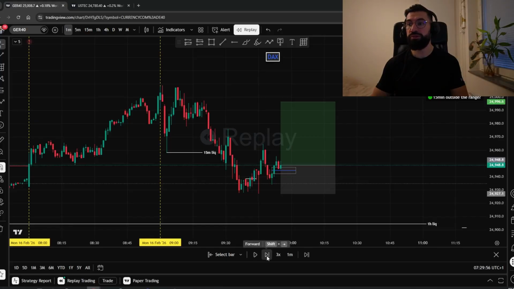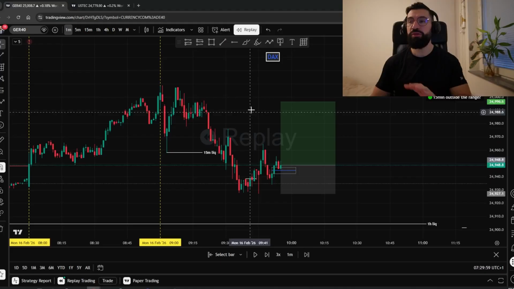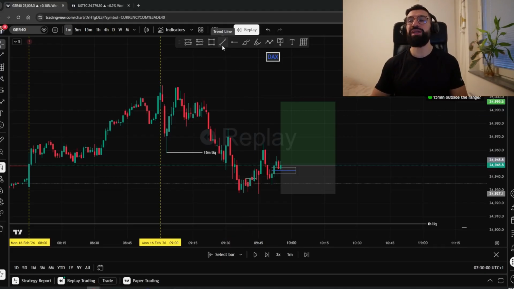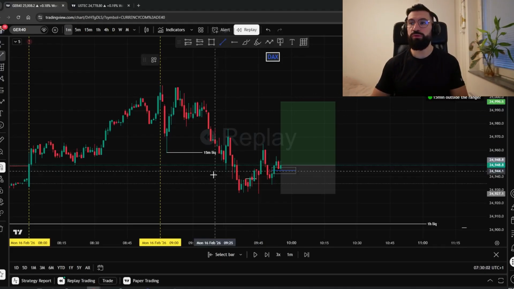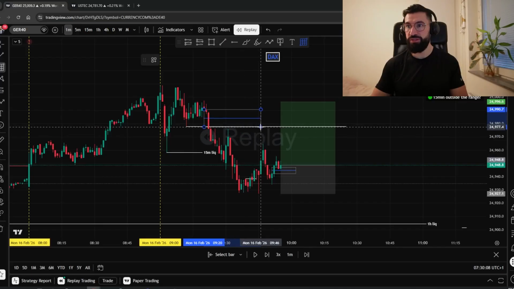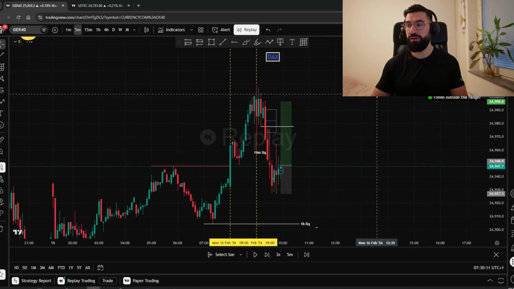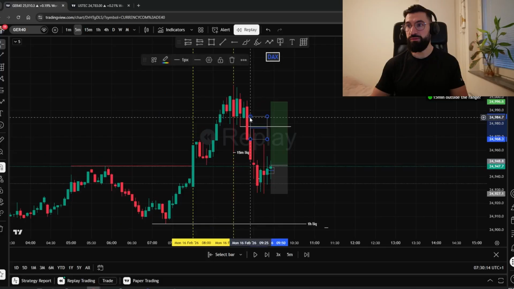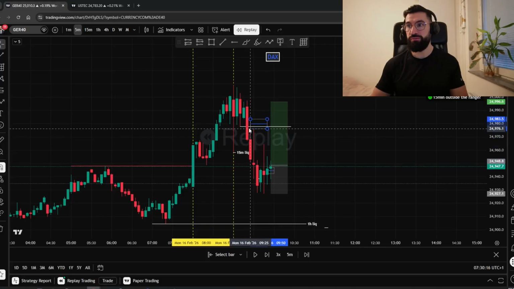I'm thinking, where is the market more likely to return from or to reverse from, right? This area right here, because this area is a fair value gap on the 5 minute. You can see that it's a 5 minute fair value gap right here, like this.